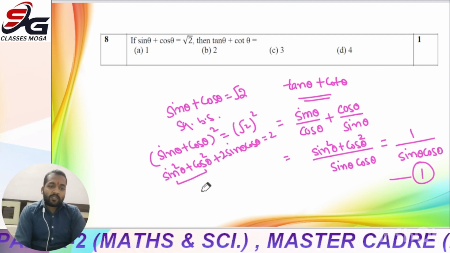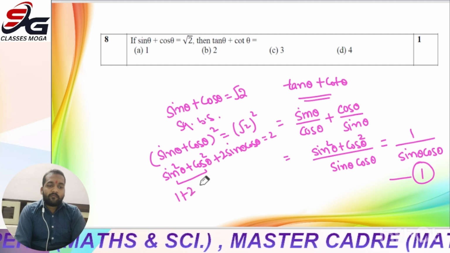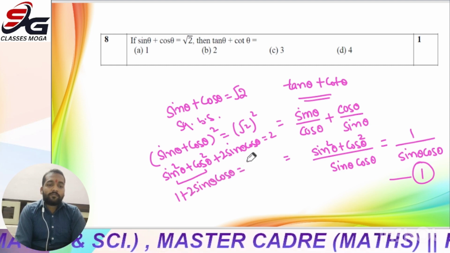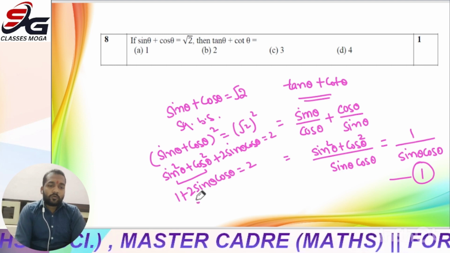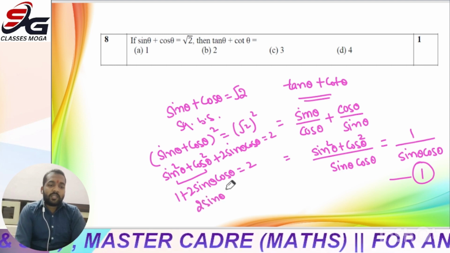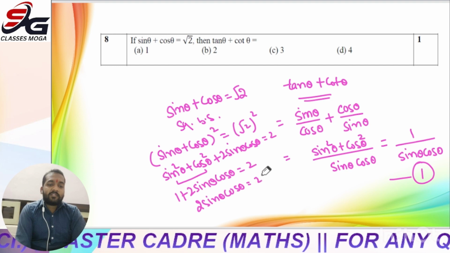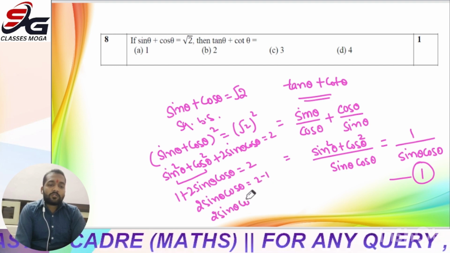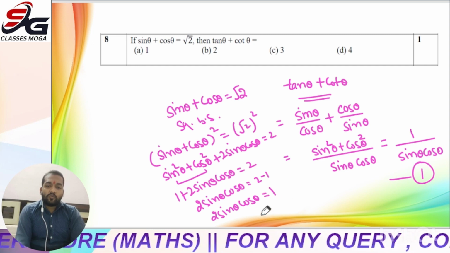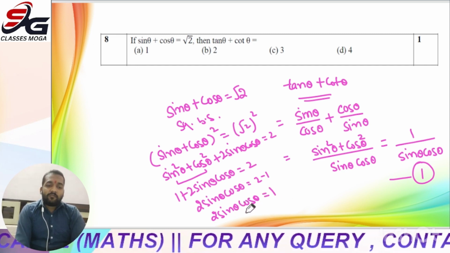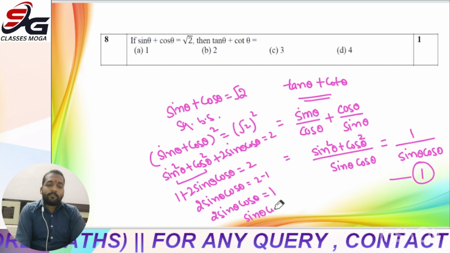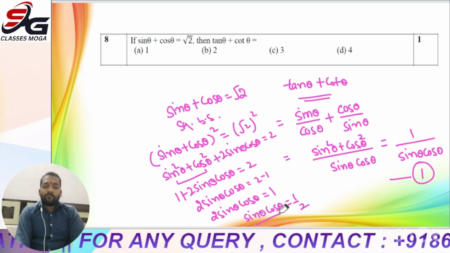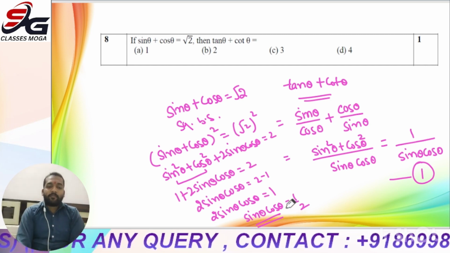Now sin square plus cos square is 1. So 1 plus 2 sin theta cos theta equal to 2. So what is the value of 2 sin theta cos theta? It is 2 minus 1. So 2 sin theta cos theta equal to 1. So what is the value of sin theta cos theta? That is 1 by 2. So now the value of sin theta cos theta is 1 by 2.